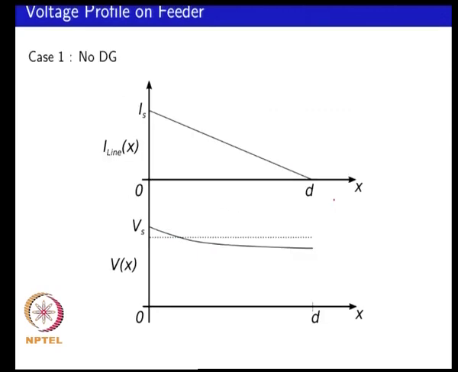So, the first case we will look at is when there is no DG, and this is what we discussed. You have a triangular current distribution along the feeder starting from the substation end up to the end of the feeder, and you end up with a parabolic voltage profile along the feeder. Okay. We will then consider the case when you are adding a DG.